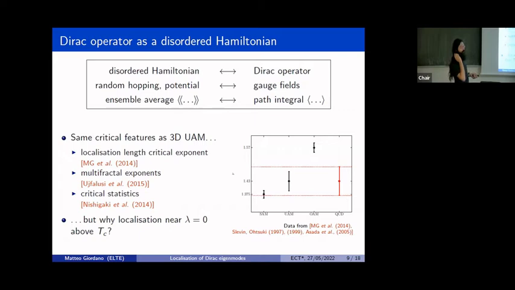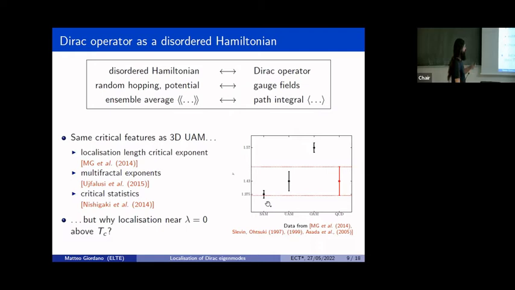And if you look at what the localization length critical exponent is, you find this value. And this is the value measured in the unitary Anderson model. And they match each other quite nicely. This is for the orthogonal one. This is the symplectic one, for those who care about those other points.